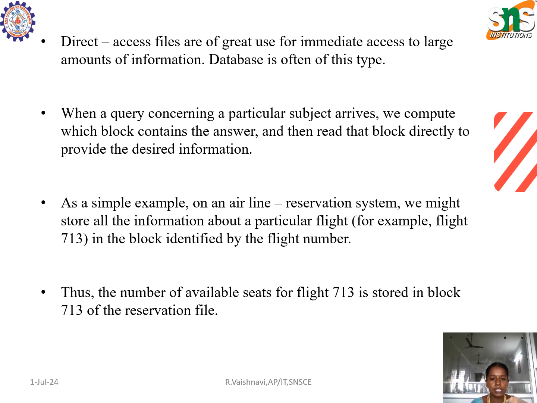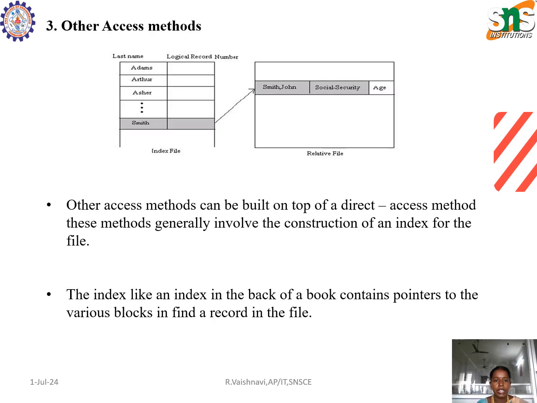The simplest example is the airline reservation system. We may store all the information about a particular flight. For example, flight 713 is identified by its flight number. The number of seats for flight 713 is stored in block 713 of the reservation file.